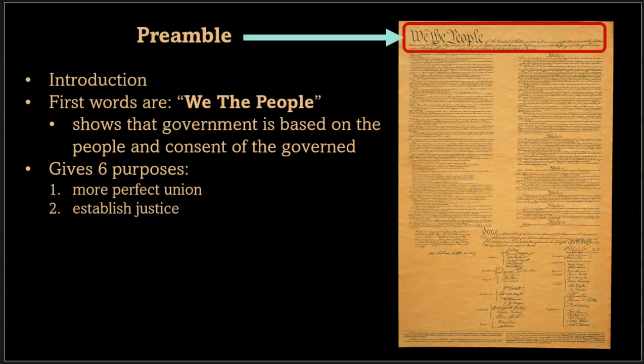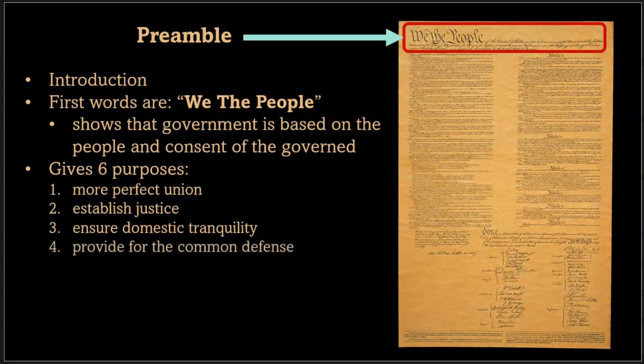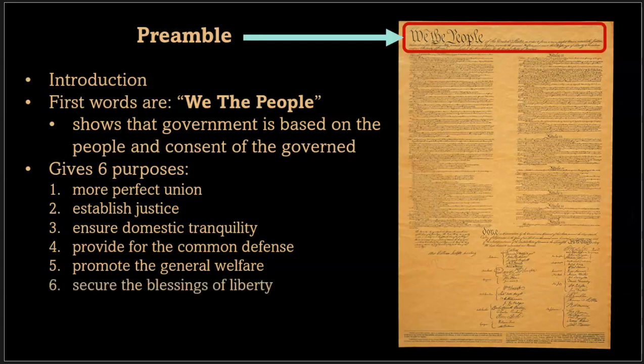Form a more perfect union, establish justice, ensure domestic tranquility, provide for the common defense, promote the general welfare, and secure the blessings of liberty for ourselves and our posterity. So the preamble is an introduction to the Constitution, and it gives us 6 purposes for the Constitution.